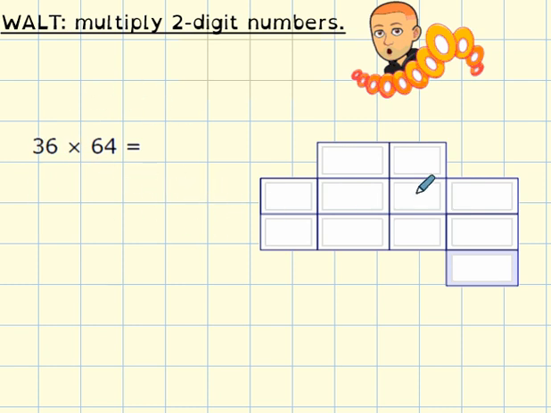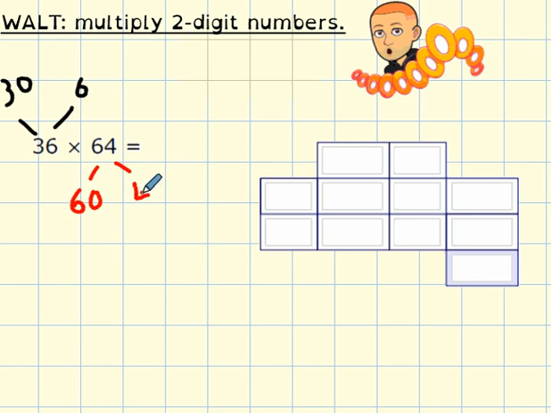So, as I said, it is based on partitioning. So the first thing I need to do with my numbers is partition them. So 36 is broken up into 30 because the 3 is in the tens column, so it's got a value of 10, and I've got 3 of them. And the 6 is in the ones column, so I just make it a 6. 64 is broken up into 60 because I've got 6 tens and 4 ones, which just represent 4.